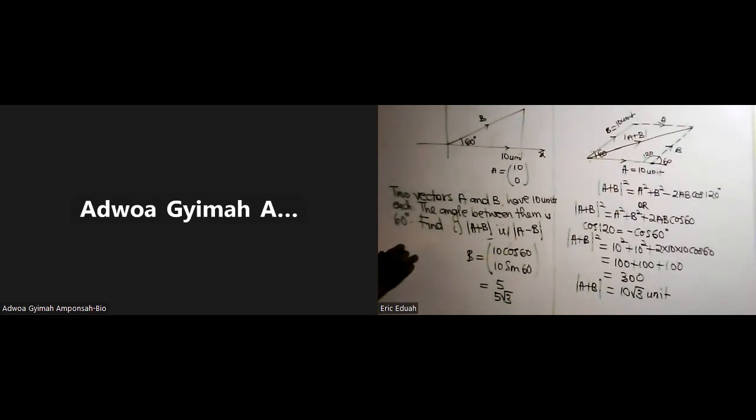So A plus B. Okay, let's add the coordinates together, 10 plus 5, then 0 plus 5 root 3. So I have 15 and 5 root 3. At the end of it, we'll square.